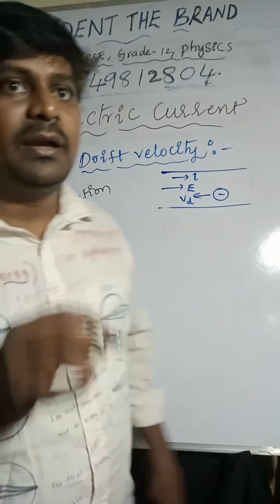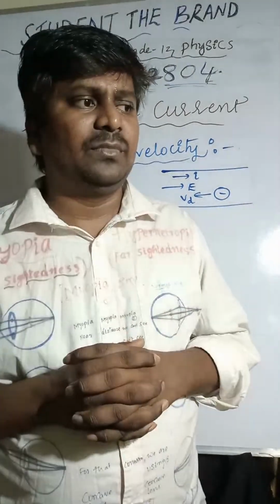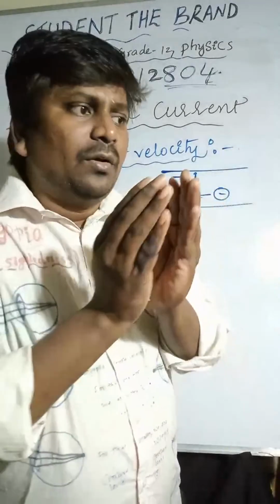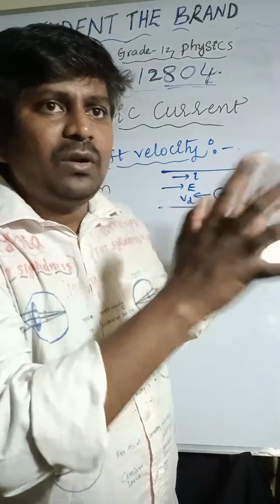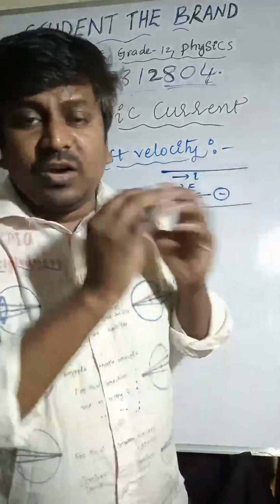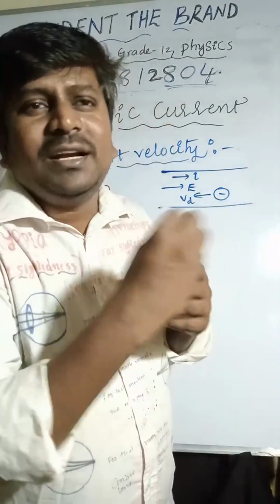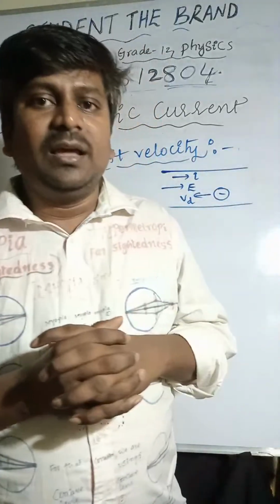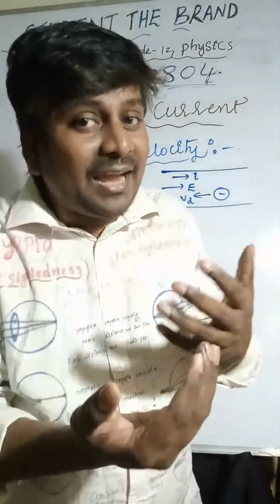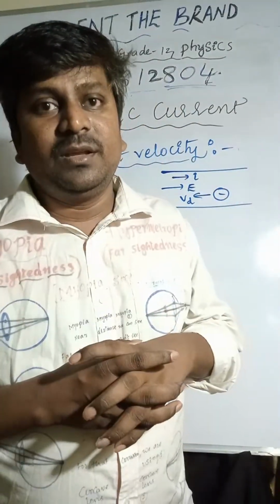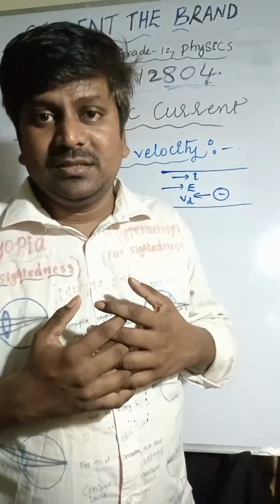Relaxation time. So what is relaxation time? As I said, one electron is hitting another electron, and this electron is hitting another electron. After collisions, there is a time gap from one collision to another. After hitting, it won't go immediately; it takes a certain time to reach the next electron and collide again. The time gap between two successive collisions.